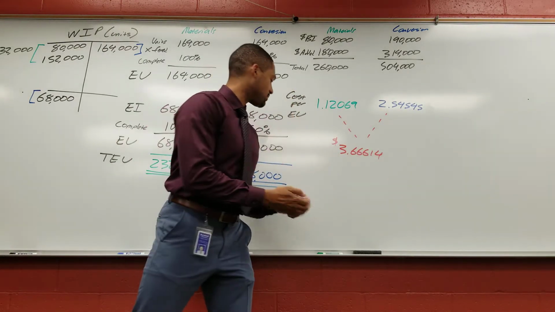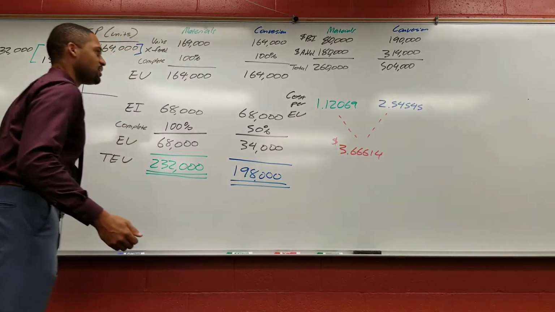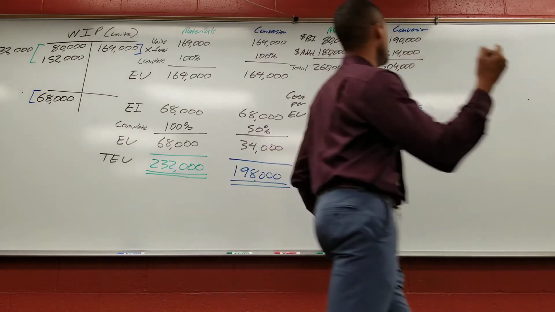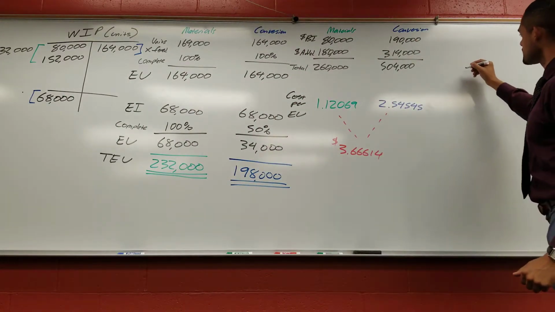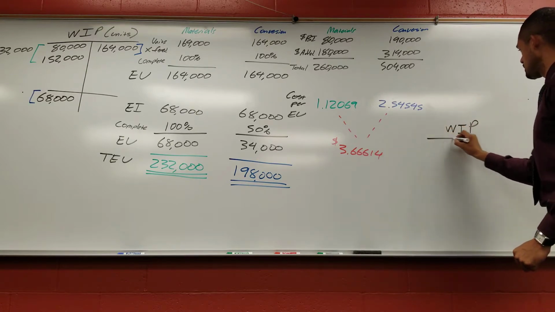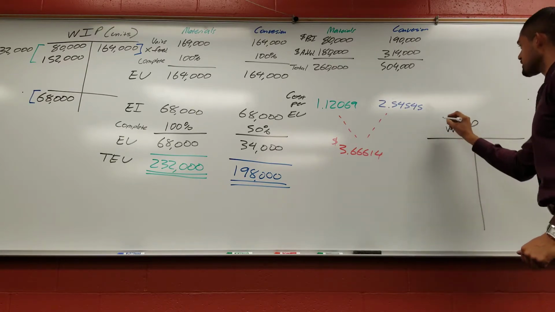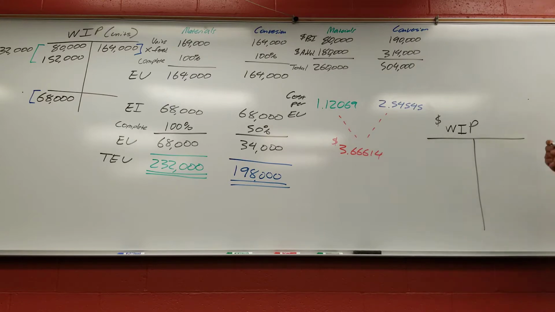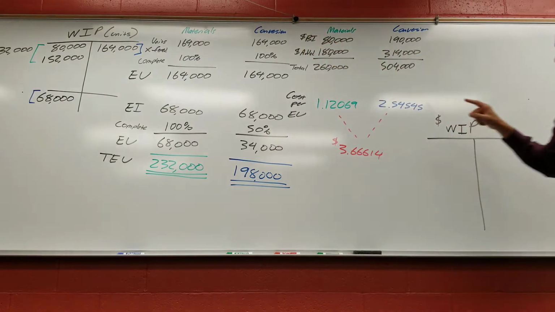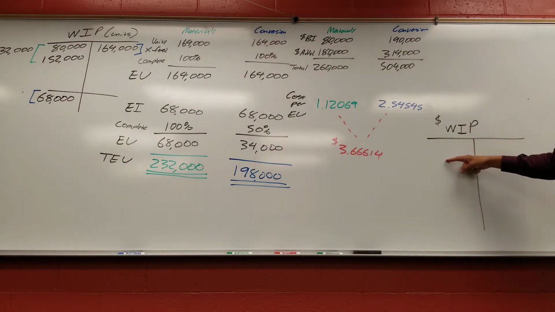Last step, step 4. We have to reconcile the cost of the work in process account. For that, we'll go right here. We need one more work in process account. Looks like I'm out of room. Work in process account, this time it's for the cost. Just like we did over there, we're going to mimic the same thing. Beginning, started, transferred, ending.